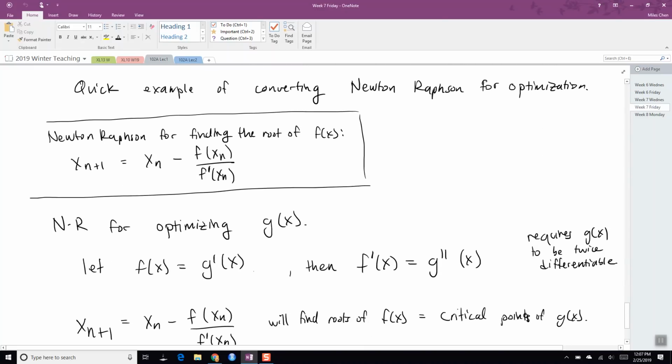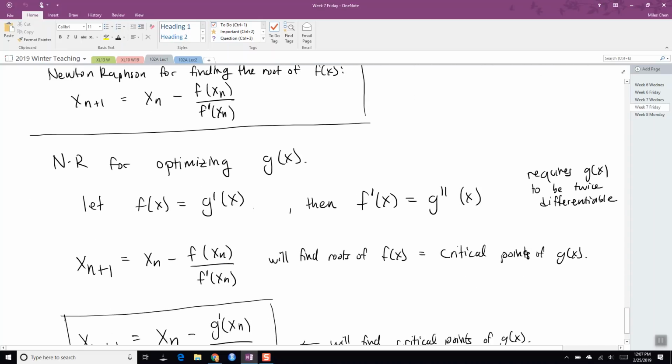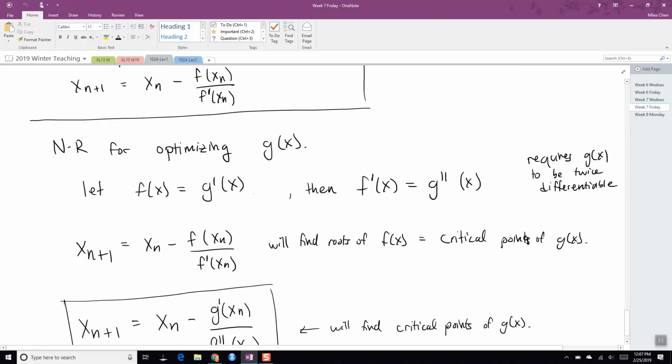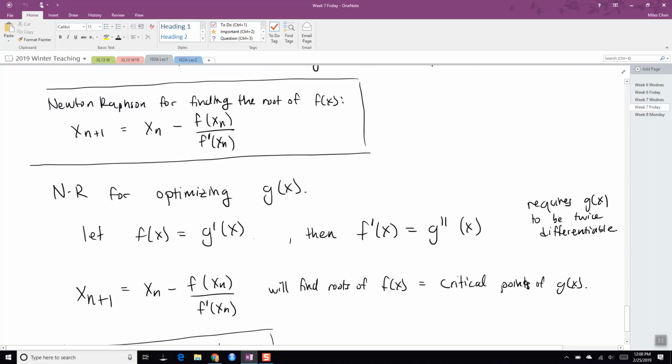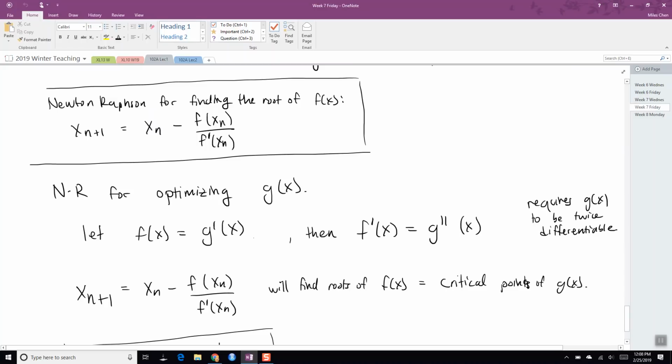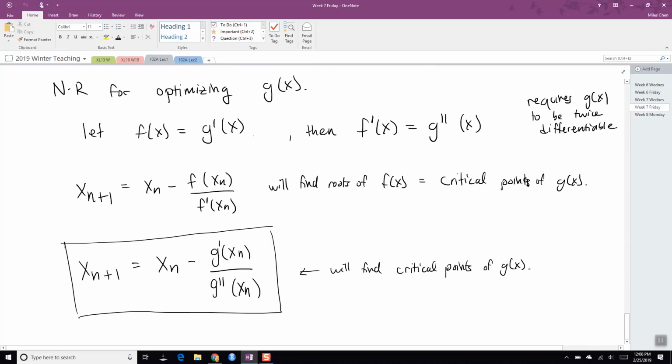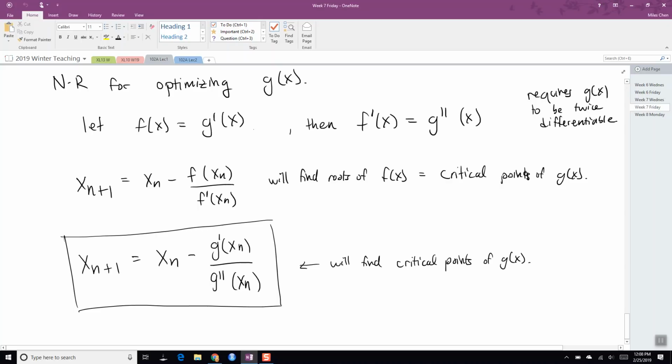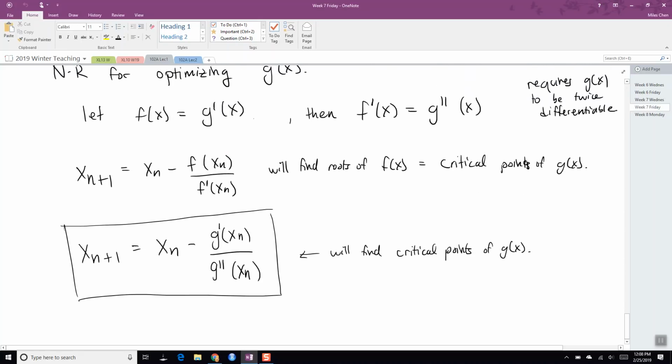Let's take a look at how this works for Newton-Raphson. For Newton-Raphson, there's some function g of x that we want to optimize. We let f of x be g prime and f prime be g double prime. So up here is Newton-Raphson for finding the root of f of x, and if we change everything to g prime and g double prime, then it will be for finding critical points of g of x, which should correspond to local mins and local maxes, or saddle points and things like that. So far so good? We're using the same root finding method as before, but applying it to a derivative, finding where the derivative is equal to 0.